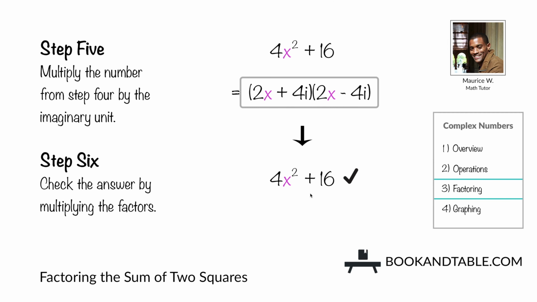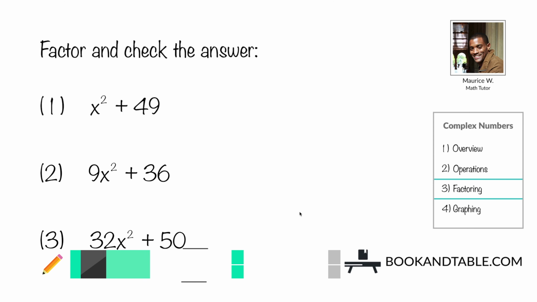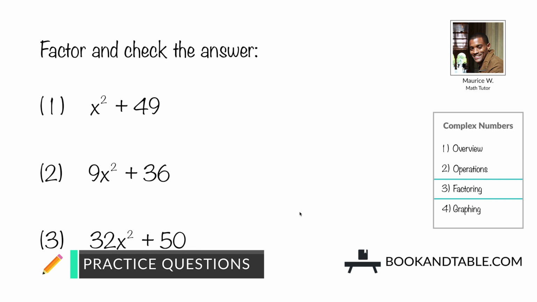So since the final polynomial matches the original polynomial, this confirms that 4x squared plus 16 can be factored into 2x plus 4i times 2x minus 4i. Now that is how you go about factoring the sum of two squares. Let's now have you try a few practice questions.